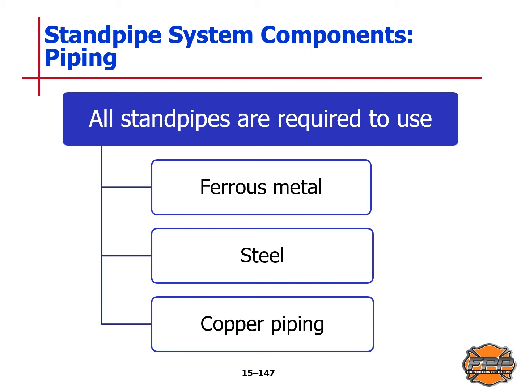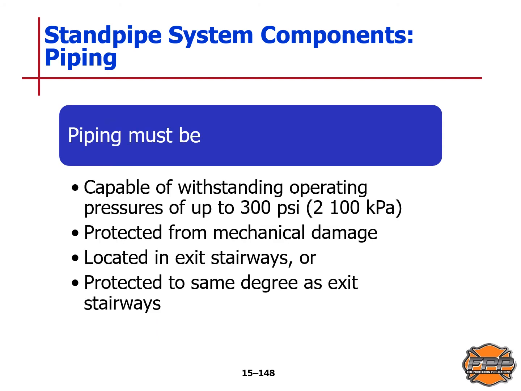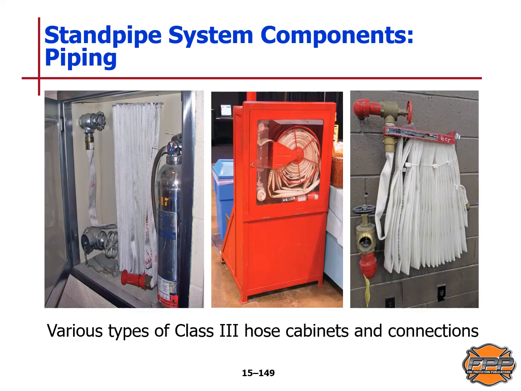All standpipes are required to use ferrous metal, steel, and copper piping. The piping must be capable of withstanding operating pressures of up to 300 pounds per square inch or 2,100 kilopascals, protected from mechanical damage, located in exit stairways, or protected to the same degree as exit stairways. Various types of Class 3 hose cabinets and connections are what you see illustrated here.